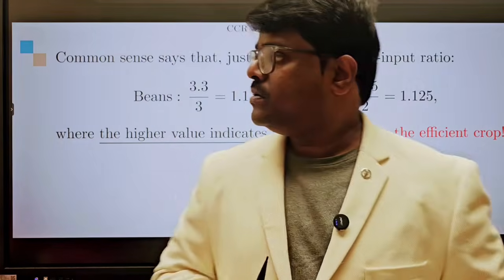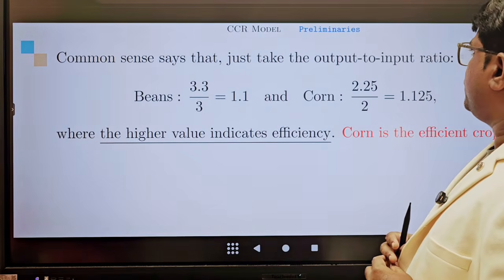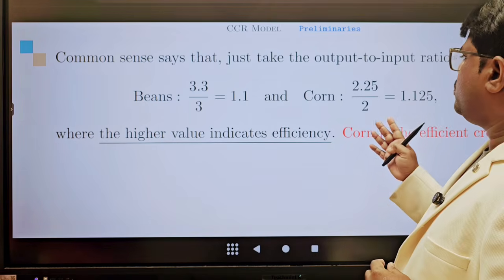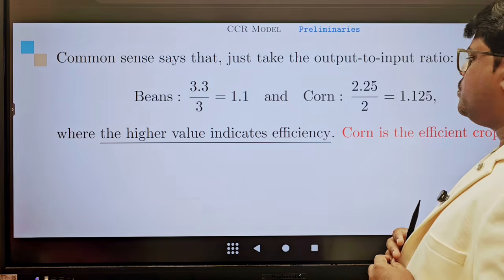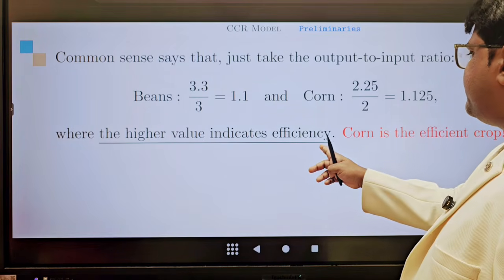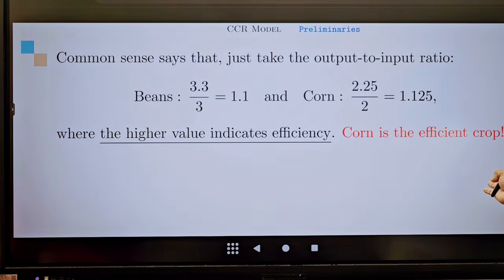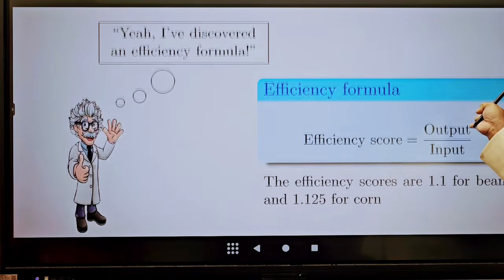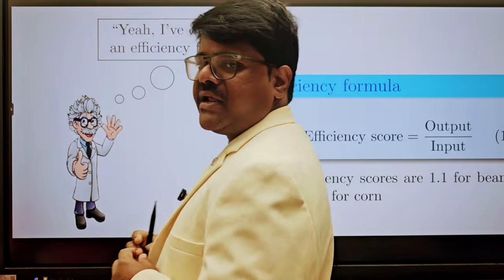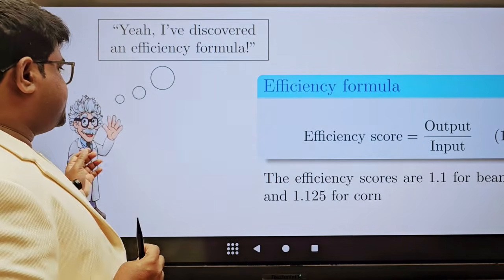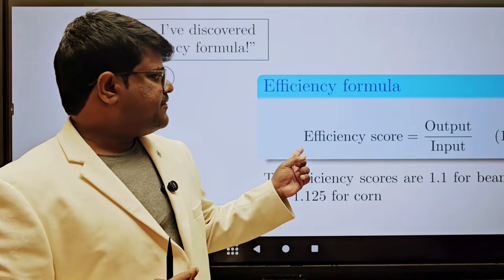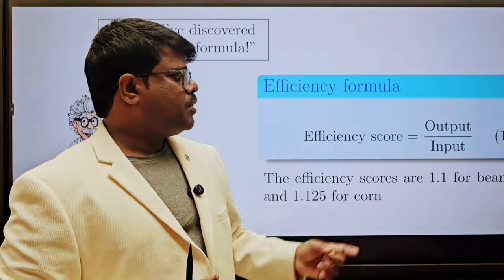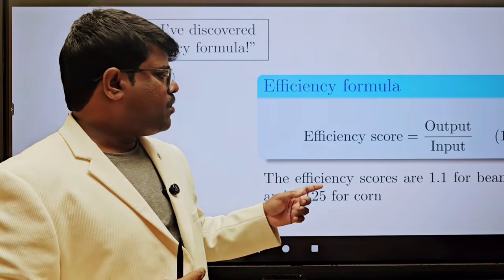Common sense says just take the output to input ratio. Beans: 3.3 divided by 3 equals 1.1, and corn: 2.25 divided by 2 equals 1.125, where the higher value indicates efficiency. Corn is the efficient crop. Yes, I have discovered an efficiency formula. Efficiency score equals output divided by input. The efficiency scores are 1.1 for beans and 1.125 for corn.